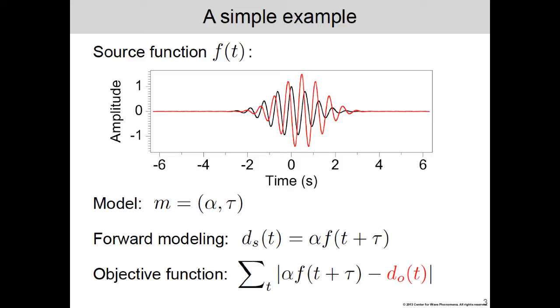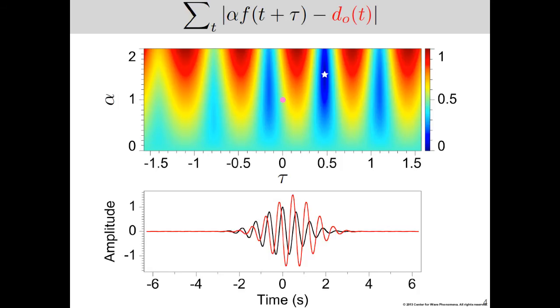Suppose now that we want to find the model that minimizes the difference between simulated data and observed data d sub o, which I've plotted in red. For this example, because I only have two model parameters, I can actually go ahead and plot the entire objective function, which you see in the top panel. First notice the white star, which is the location of the global minimum. And notice that because we are using the same modeling for both the simulated and observed data, the error at the global minimum is 0.